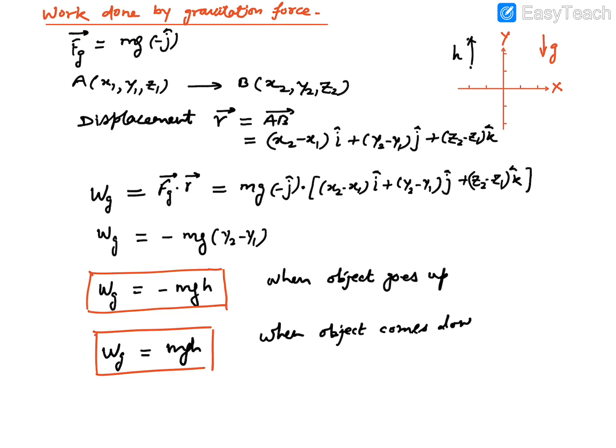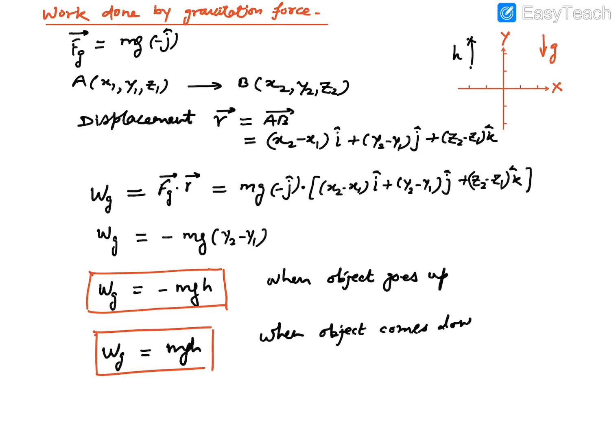So we will say when the object moves up, work done by gravity is minus mgh, or we say mgh is the work that is being done against the gravity, and in this case the work is done by the gravity. That is the difference. Now if you look carefully at this analysis, you'll find the work done by gravity depends only on the final y coordinate and initial y coordinate, and of course the weight of the object, right? That means it does not depend on the path it has followed.